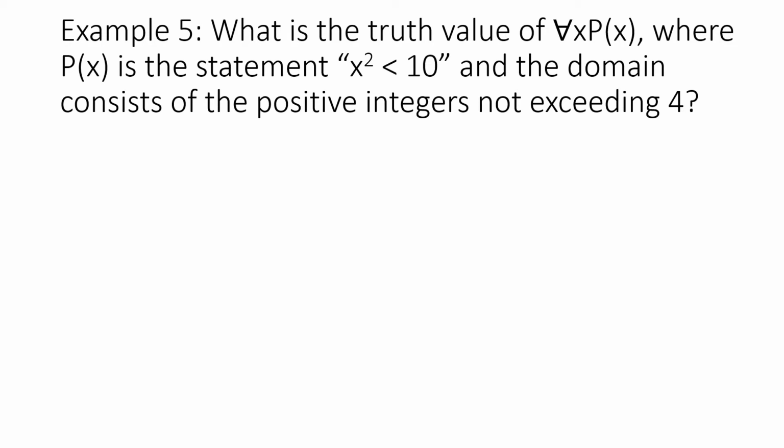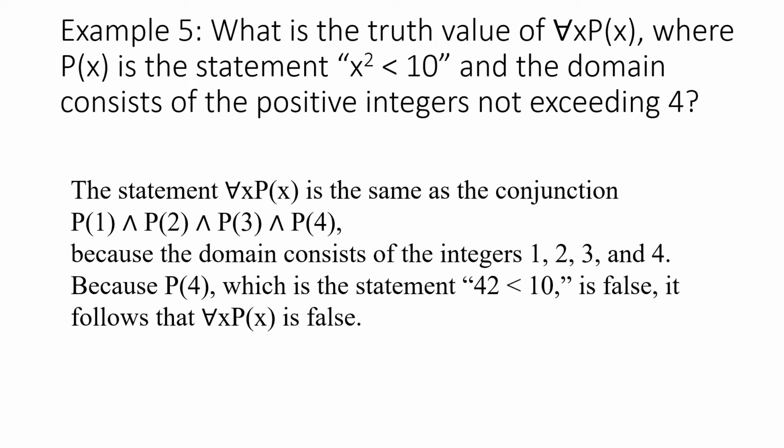So let's have this example. What is the truth value of for all x p of x, where p of x is the statement x squared less than 10, and the domain consists of the positive integers not exceeding 4? For the solution, this statement for all x p of x is the same as the conjunction p of 1 and p of 2 and p of 3 and p of 4, because the domain consists of integers 1, 2, 3, and 4. Because p of 4, which is the statement 4 squared less than 10, is false, it follows that for all x p of x is false.